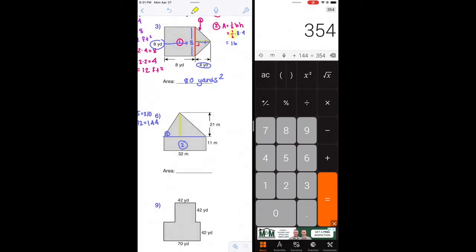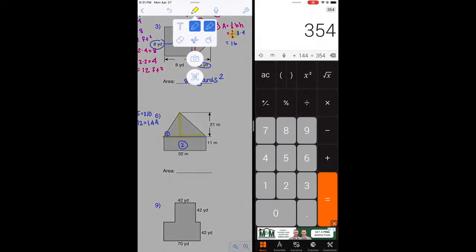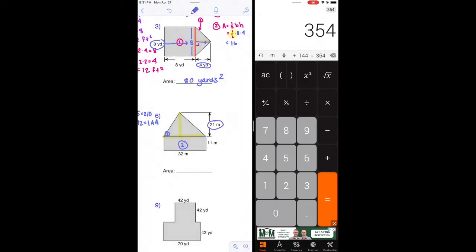For my triangle, I want to find this right angle right here. It cuts down the middle, and I can see that the line going up and down is going to be that 21. So this is 21. And then the 32 from the bottom slides up and becomes 32 going across this way. So the triangle is going to have 21 and 32.